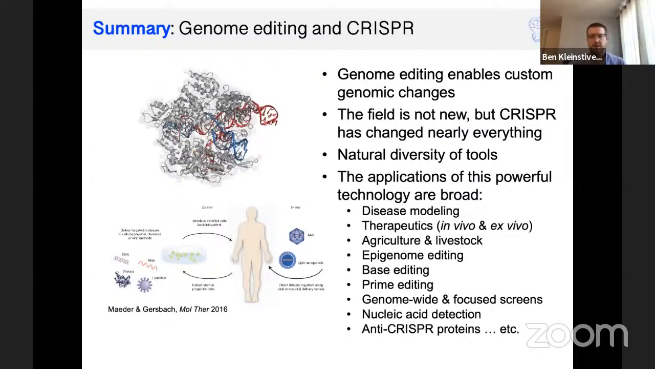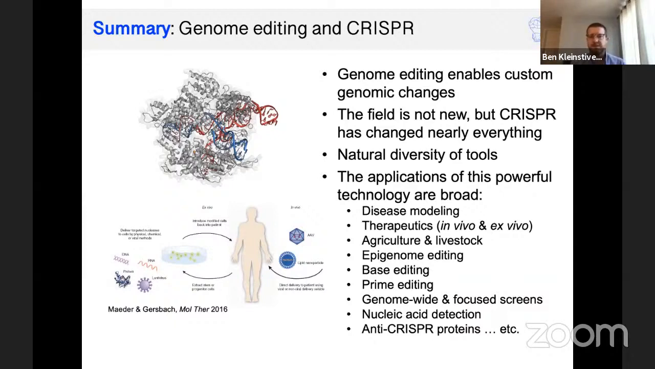So to close the summary of genome engineering technologies, just a few points to make: these technologies are very powerful. They allow us to make precise, permanent changes to the genome. This field did exist before CRISPR, but really the adaptation of CRISPR for genome engineering has changed the scope and scale at which these experiments can be performed, because it's, again, as simple now as reprogramming a guide RNA to target new sites in the cell.